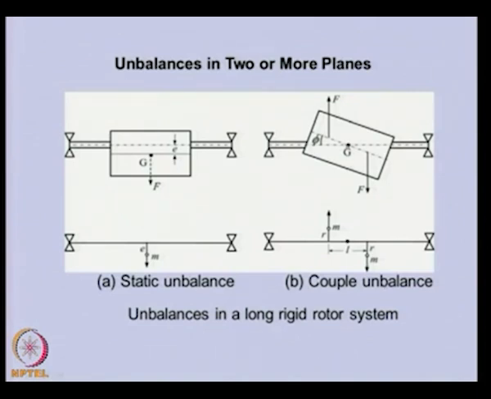If we have a combination of this offset of the disc and the tilting, then that particular unbalance is called dynamic unbalance. We will see these three cases subsequently.